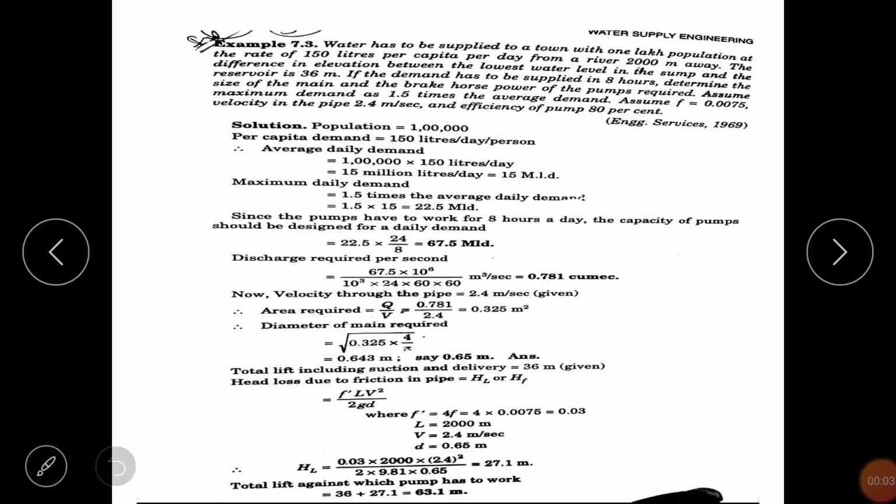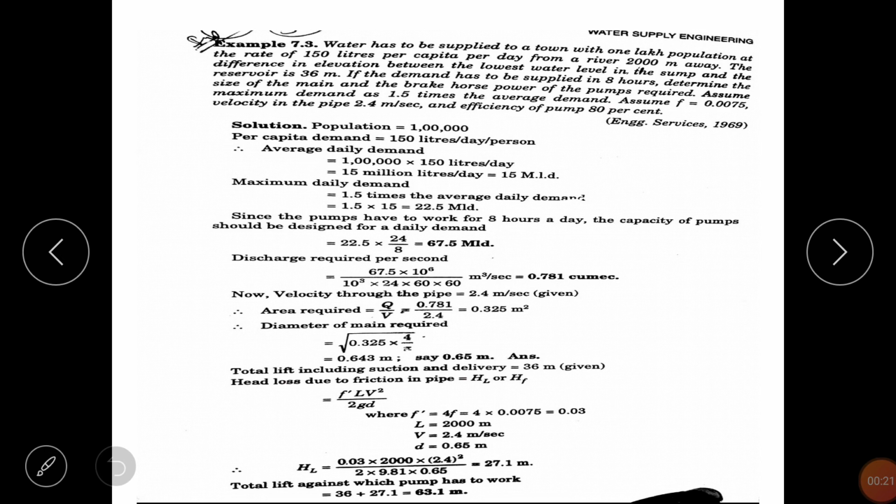Here we have one important problem: to design the pump and to calculate the diameter of the rising main, which is nothing but calculating the diameter of the pipe. The problem is like that.